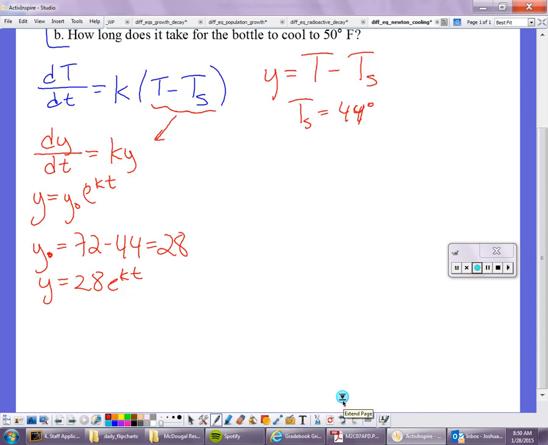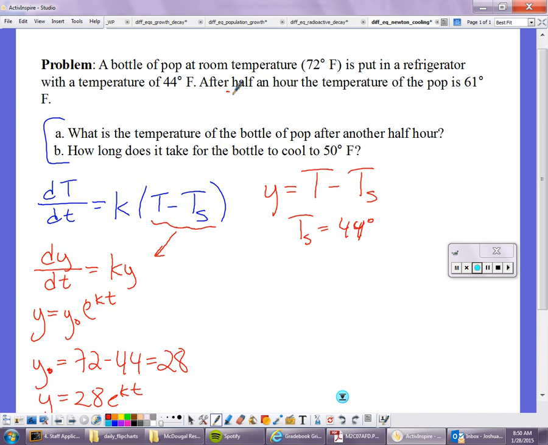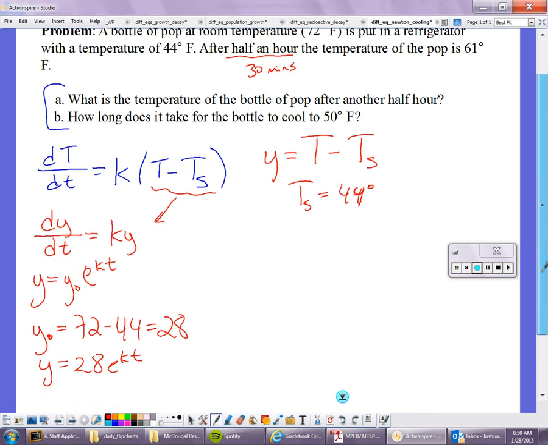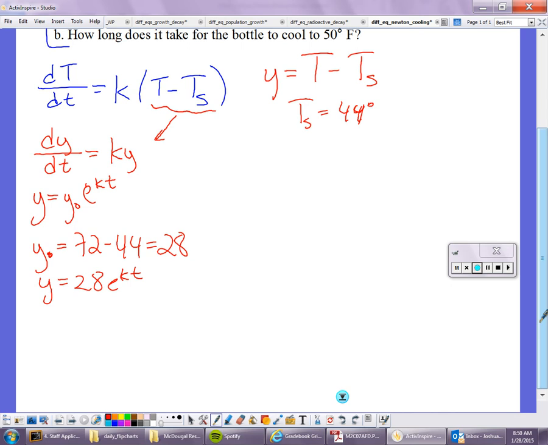And I know that, what else? I know that after half an hour, 30 minutes, the temperature of the pop is 61. So it's come down to 61 after 30 minutes. So that's going to be y at 30 is going to be 61 minus 44. Remember, this is the difference.